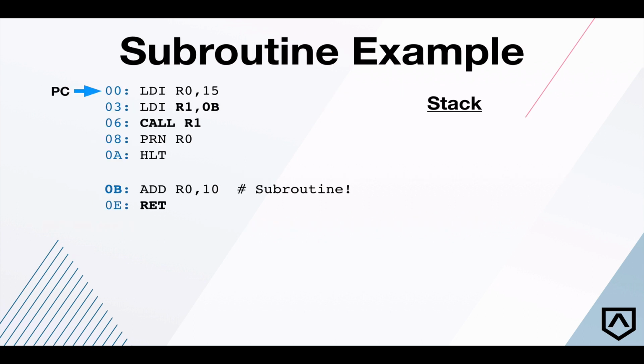Let's have an example of this. In this example, we have a short program that loads R0 with 15 and then calls a subroutine, which is down at the bottom of the code. It's got a little space there between the main program and the subroutine, although they are in memory one right after the other. The subroutine itself adds 10 to whatever is in R0 and then returns. So this subroutine is the add 10 function. Kind of contrived, admittedly, but hopefully good enough for demonstration purposes. So the first thing we do is load R0 with 15, and then we're going to call add 10.